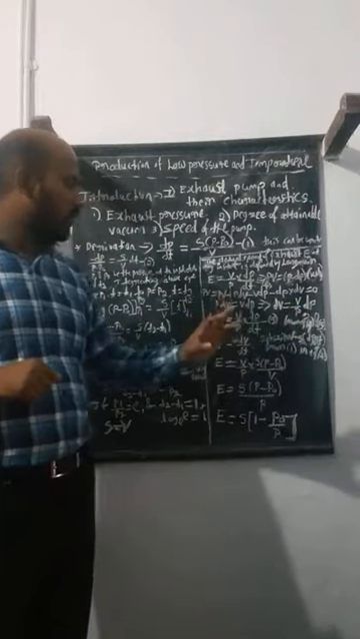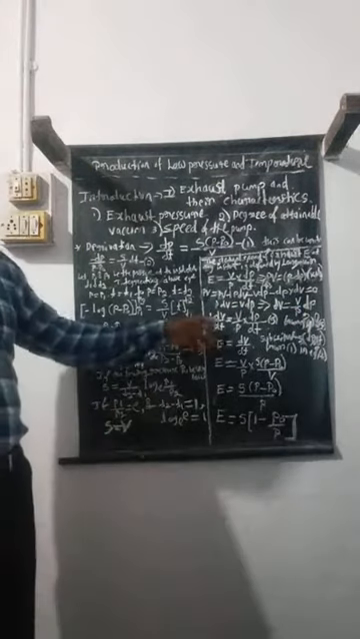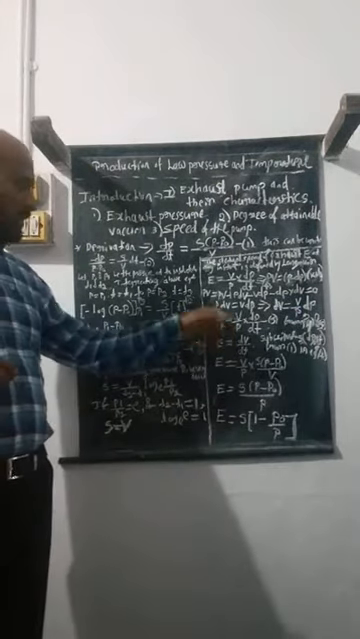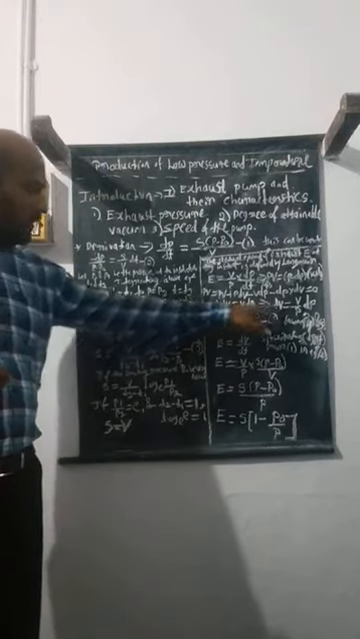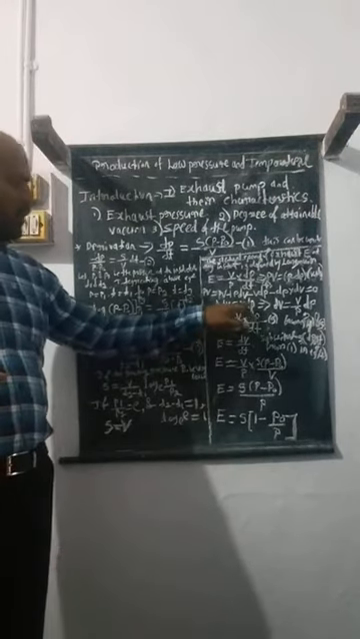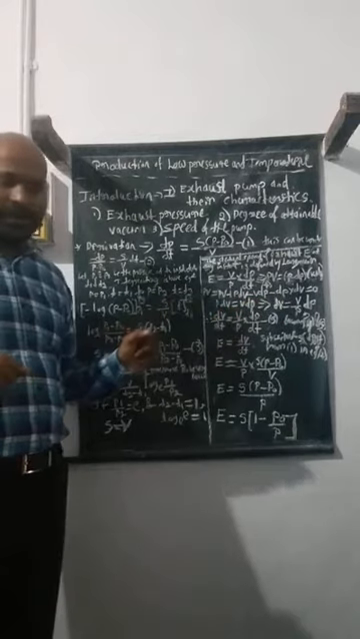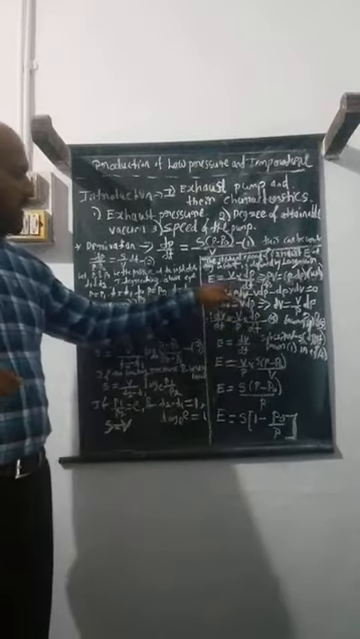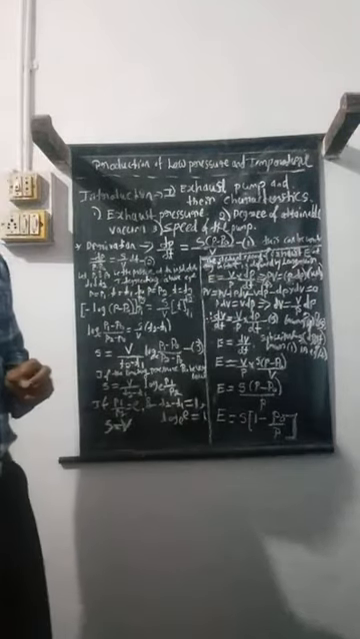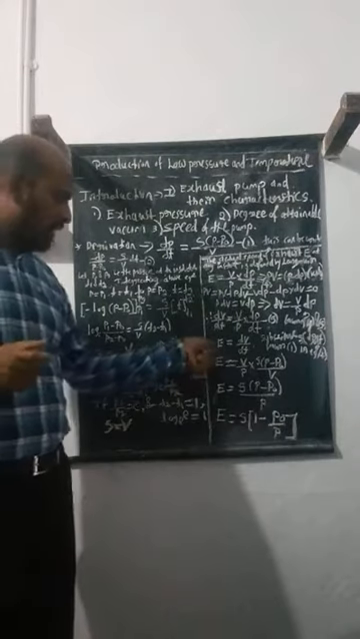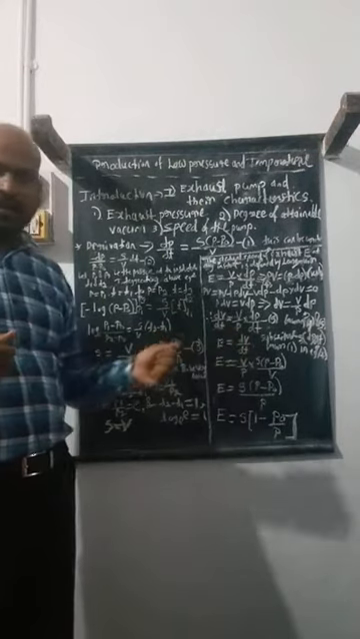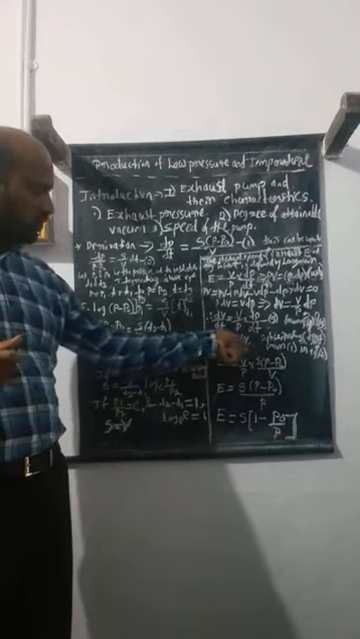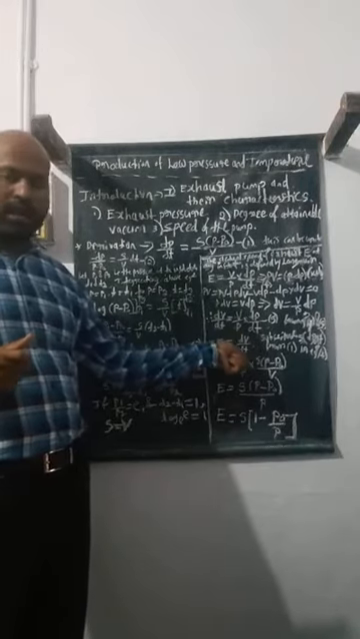Next, on both sides I take dt, that is differentiating. dV divided by dt is equal to V divided by P into dP divided by dt. This is equation number 4. And also there is an equation that E is equal to dV divided by dt. Exhaust speed is equal to dV divided by dt.